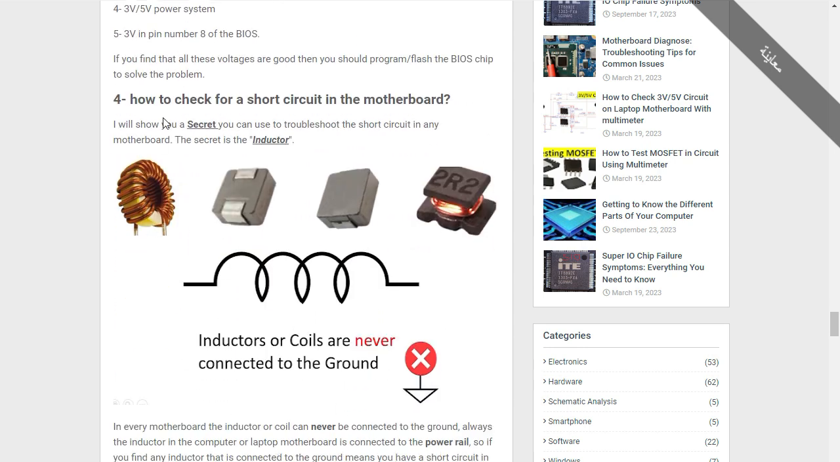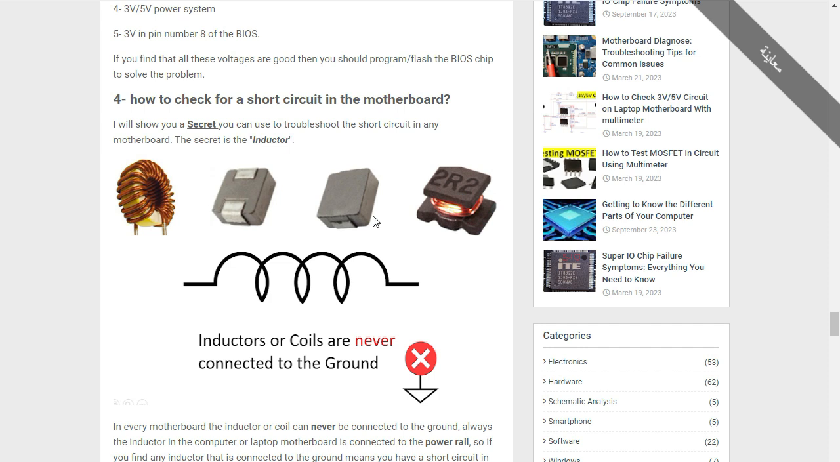Okay, now let's move on to how to check for a short circuit in the motherboard. So I will show you a circuit you can use to troubleshoot the short circuit in any motherboard. The circuit is the inductor. So the inductor, this is basically a very important trick that you can use to detect the short circuit in just seconds. 10 seconds, 15 seconds is enough to find and to detect the short circuit in the motherboard using this trick. I'm going to show you right now this trick.